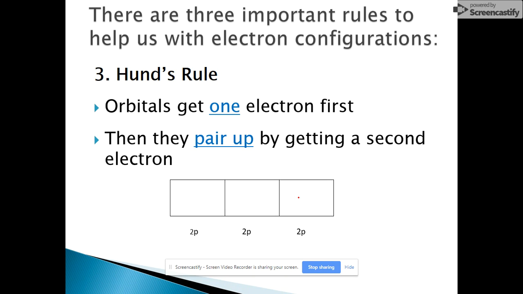Our third principle, Hund's rule, says that orbitals get 1 electron first, and then they pair up by getting a second one if they need it. So when we're filling it up, we would only put 1 electron first. So for example, if we needed 3 electrons, each box would have 1, giving us 1, 2, and 3. If we needed 4, then we would start doubling up, 5, double up, 6, double up.